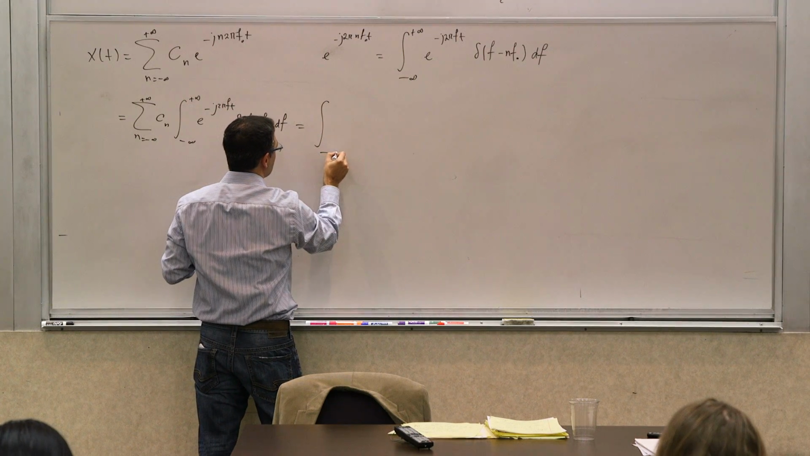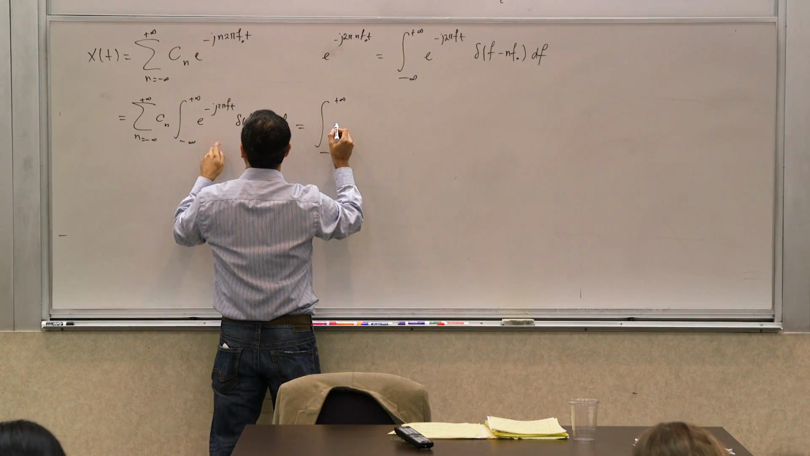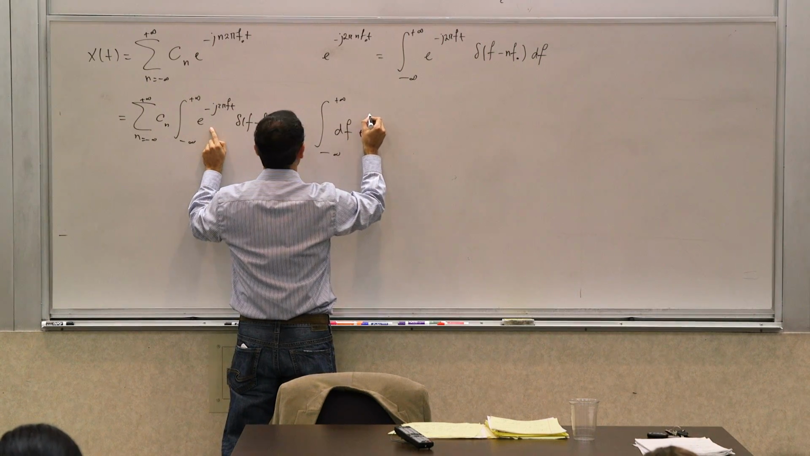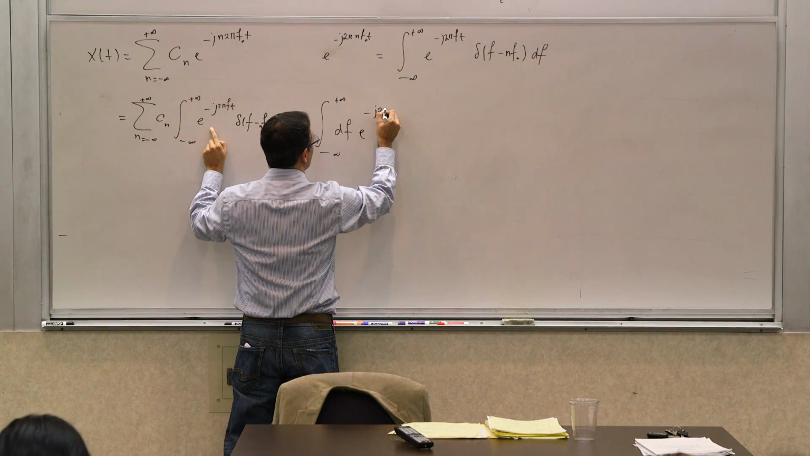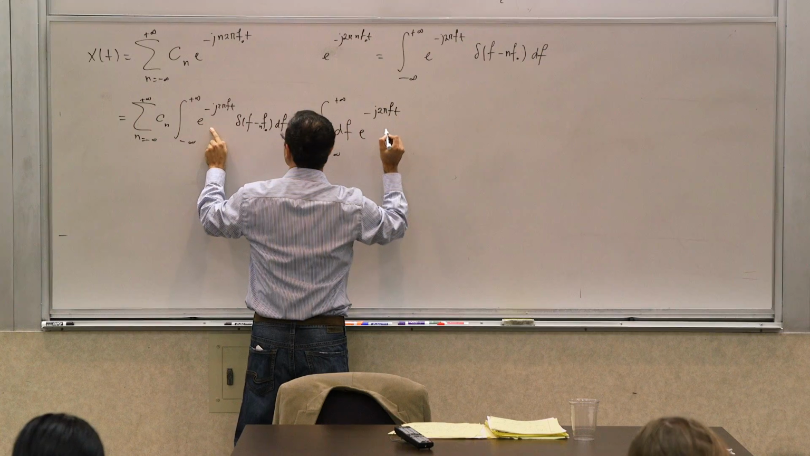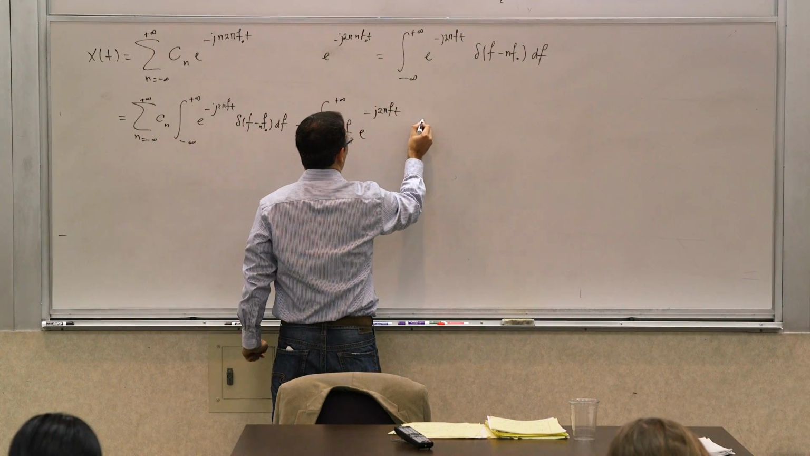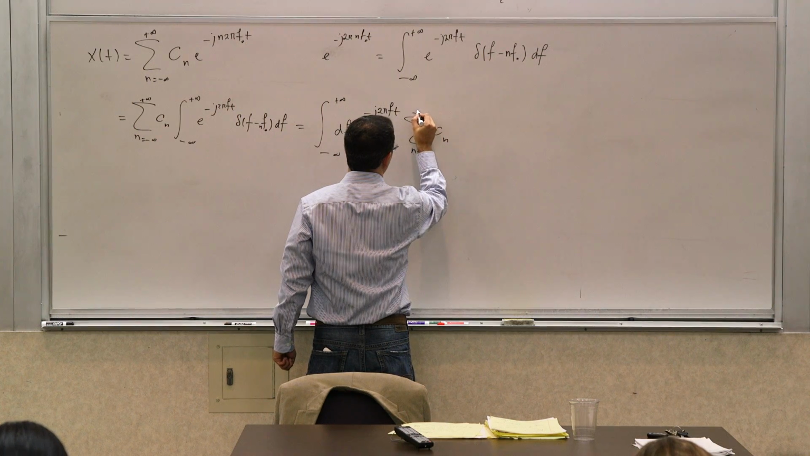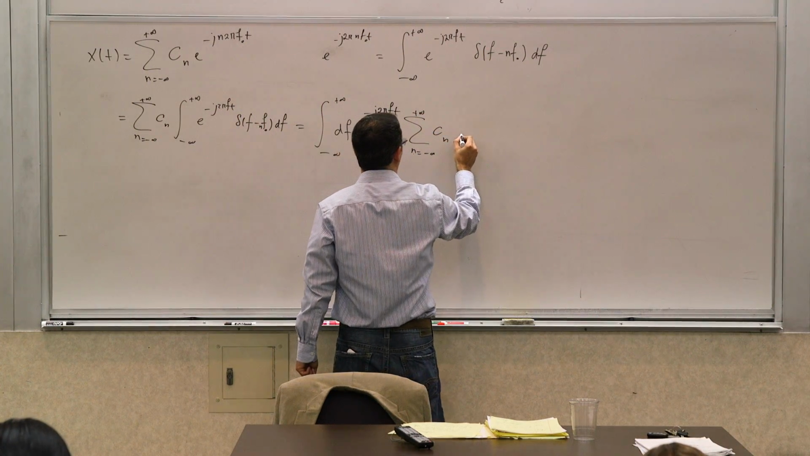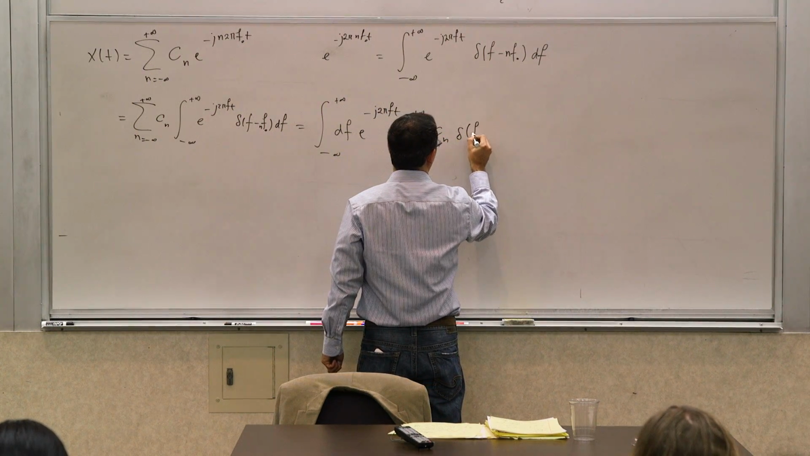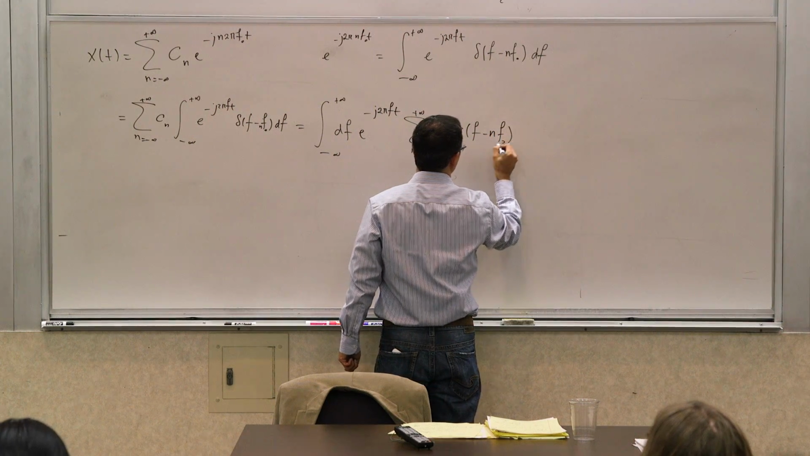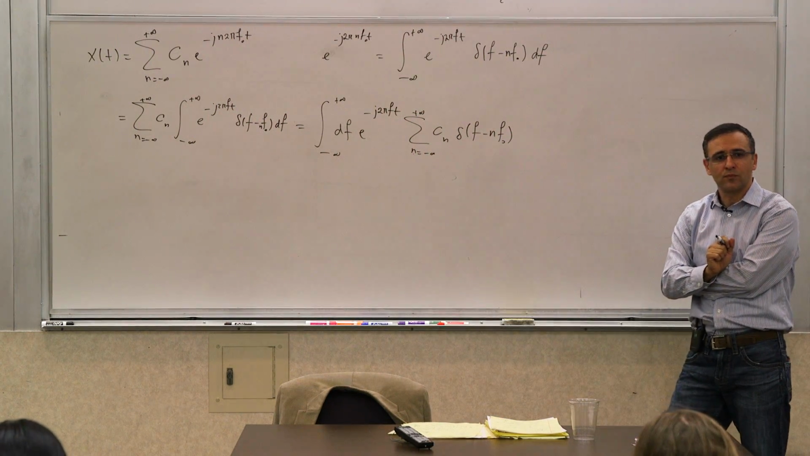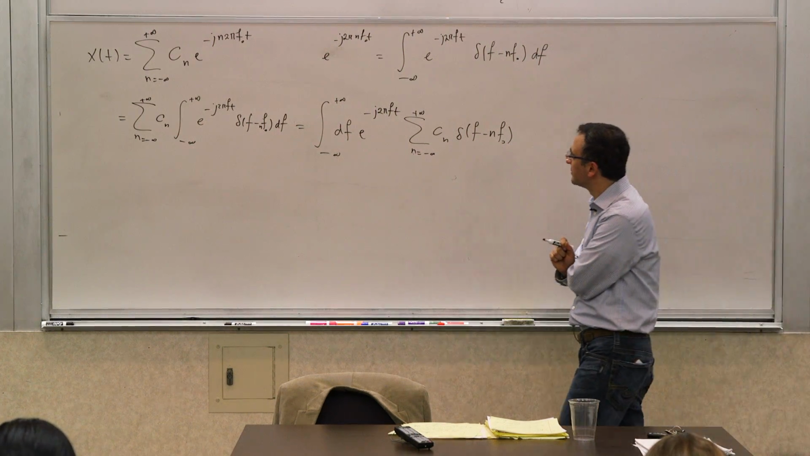So what are the things that are not functions of n? Well, df is not a function of n. I have the e to the negative j 2 pi f t. That's not a function of n. So what I'm left with is this: the sum of Cn, n from negative infinity to positive infinity, of delta of f minus n f naught. Right? So that's x of t.